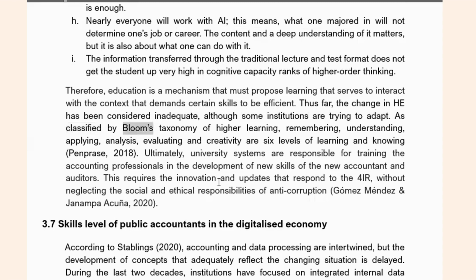As classified by Bloom's taxonomy of higher learning, remembering, understanding, applying, analysis, evaluating and creativity are 6 levels of learning, Penprace, 2018. Ultimately, university systems are responsible for training the accounting professionals in the development of new skills of the new accountant and auditors. This requires the innovation and updates that respond to the 4IR, without neglecting the social and ethical responsibilities of anti-corruption. Gomez Mendez and Janampa Acuna, 2020.